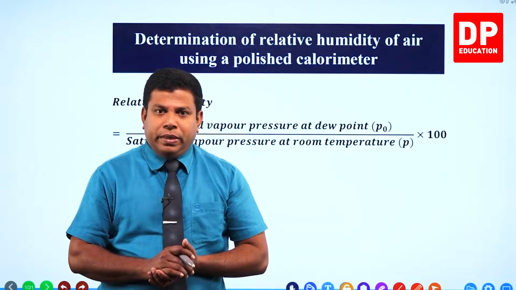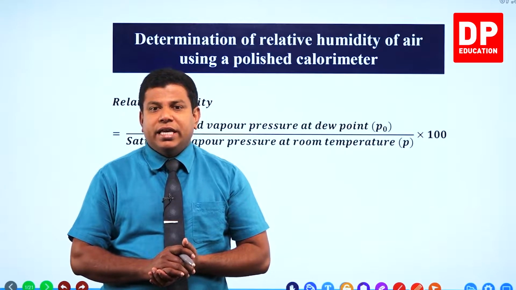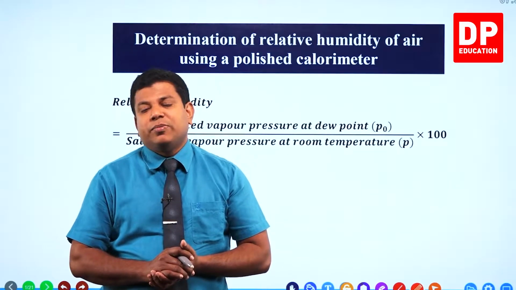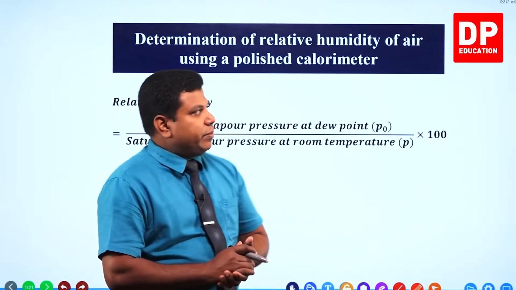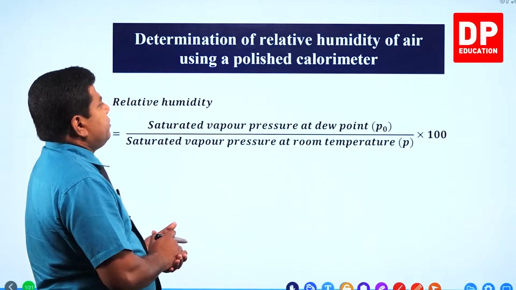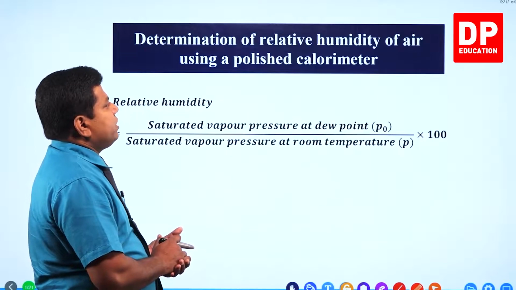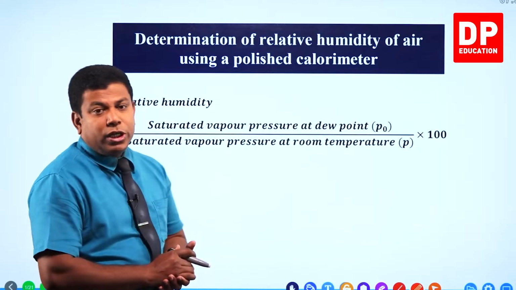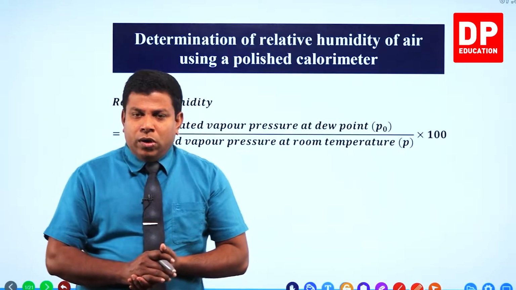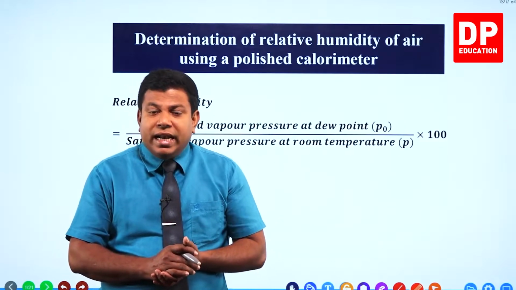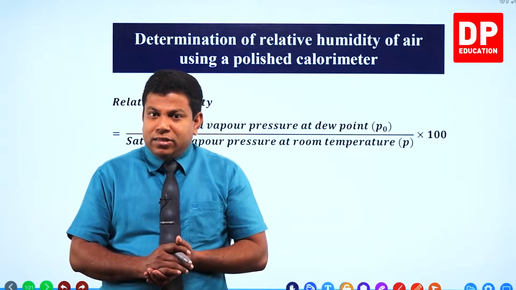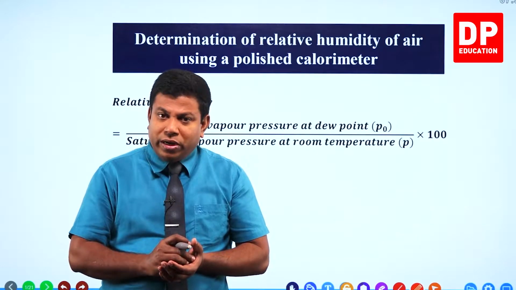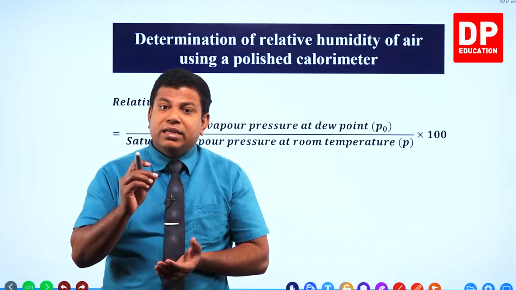Hello students, in physics, in the section on heat, we are going to see another experiment now. What is this experiment? This is about the determination of relative humidity of air using a polished calorimeter. So when I say determination of relative humidity, let's try to recall what relative humidity is.